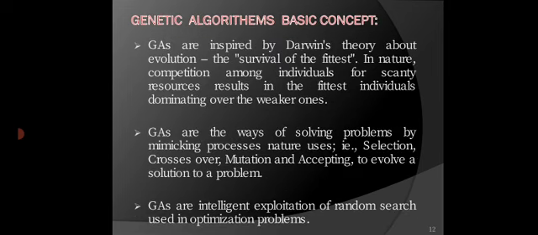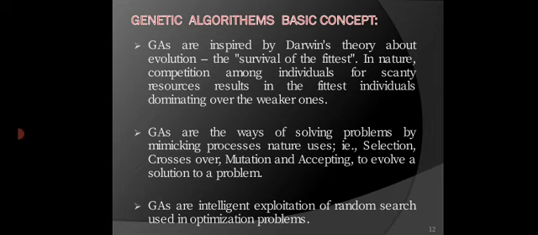So these are the different optimization methods, and I have given a brief about them. Now let's start with the genetic algorithms basic concept. As we have already said, it is based on Darwin's law, and the search results in the fittest individual dominating over the weaker ones.